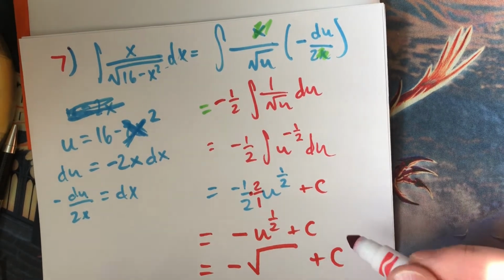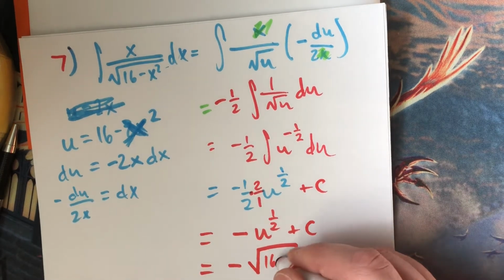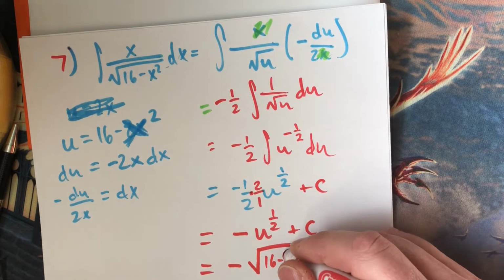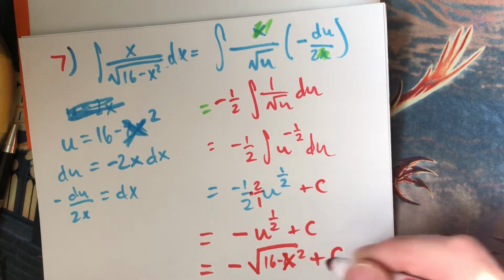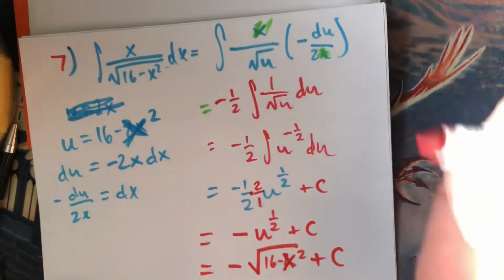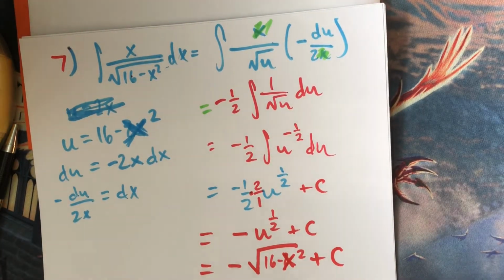So we get square root of 16 minus... I almost did it again. X squared. Okay. So you may have thought to put the entirety of the denominator in as u. And okay, why did I know not to do that?